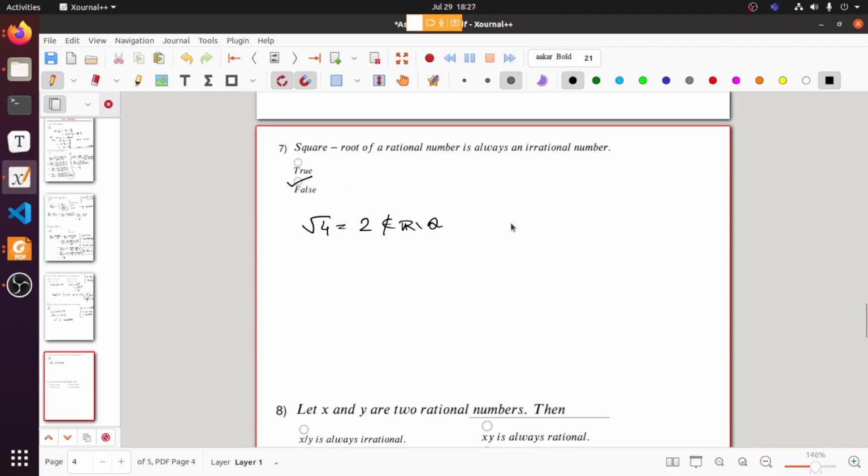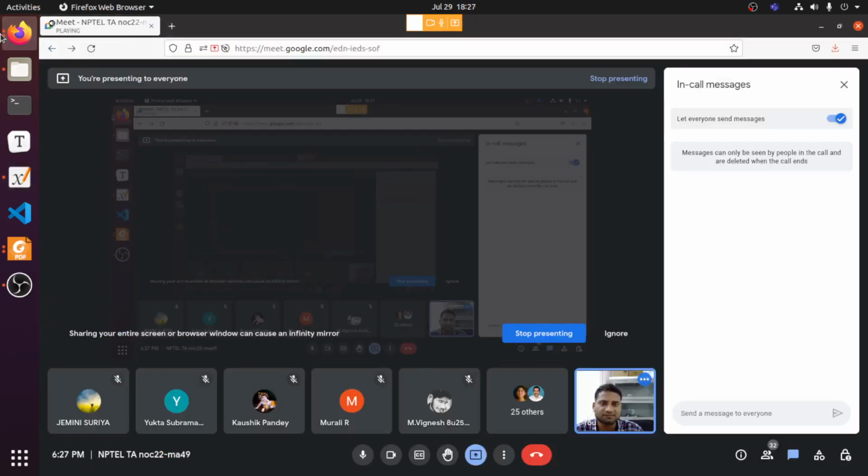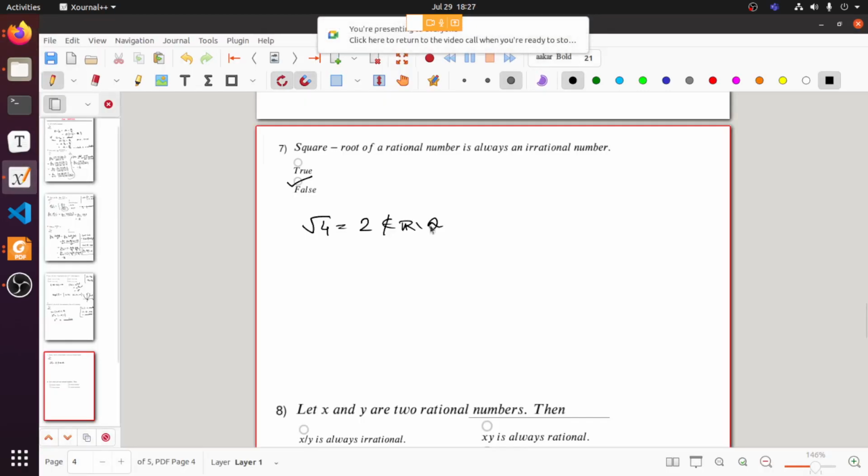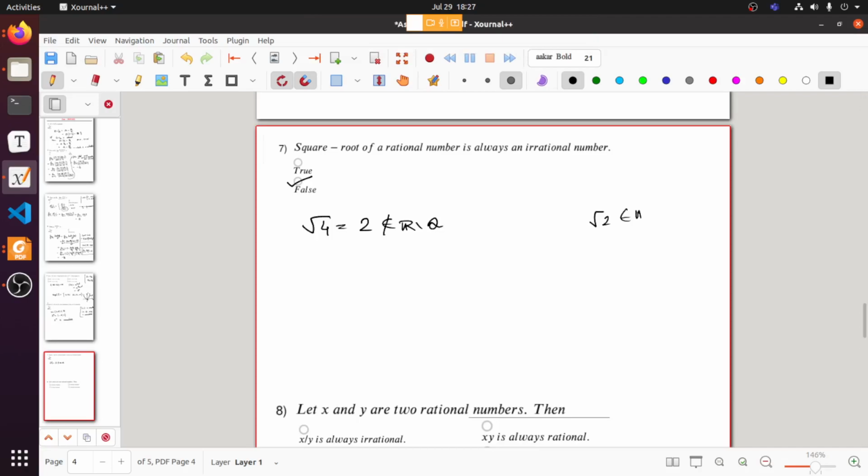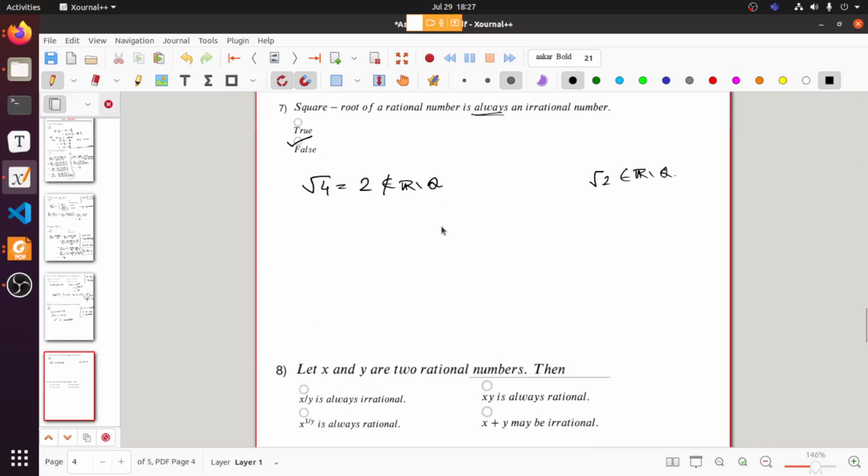Okay, so 7 is done. Is it fine for everyone? Okay. But sometimes it may be irrational, right? If 2, then it's an irrational number. So it's not always an irrational number. Okay, now move to the next question.